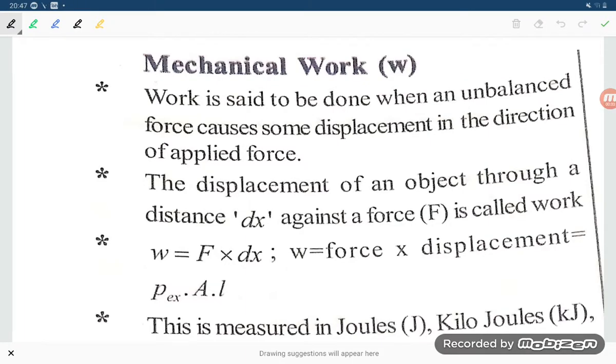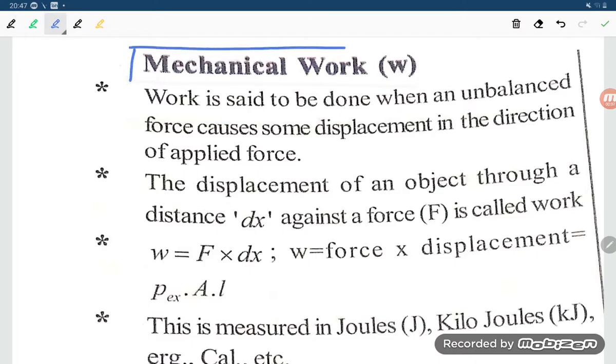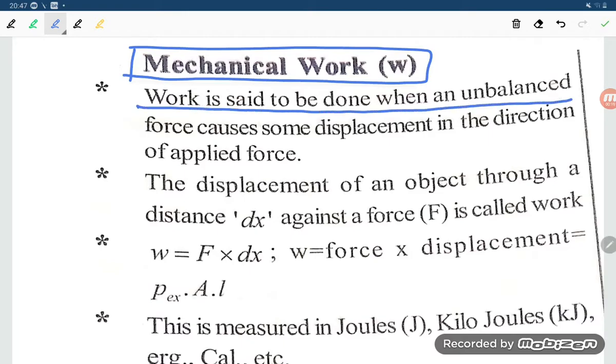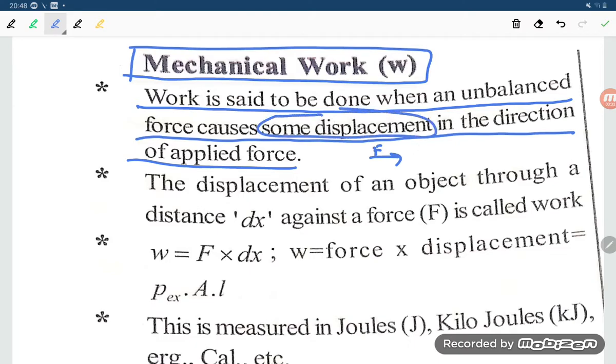Hello students, now let us try to understand mechanical work in thermodynamics. So mechanical work means what, student? That is the work done by the system, or the work you do on the system. Work is said to be done when an unbalanced force causes some displacement in the direction of the applied force. When you apply a force, there should be some displacement in the direction of the applied force.